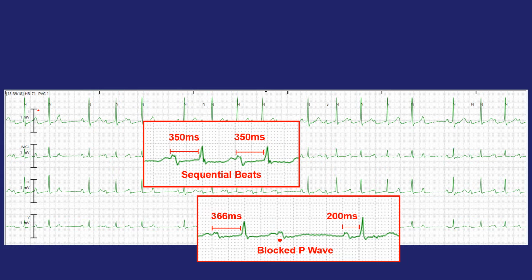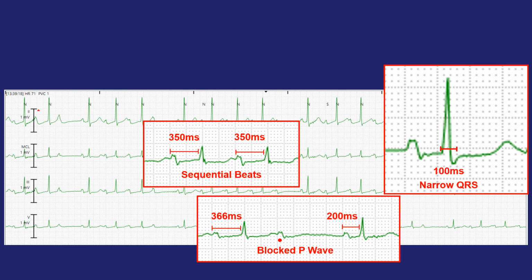And obviously the numbers may be a little bit different from one group to the next, but clearly you had a shorter PR that progressed to a longer PR, and it's much more obvious if you look at the longest and the shortest rather than sequential beats, which may not be as obvious in terms of their difference. If you also here look at the QRS complexes, you can see that they are narrow, and that suggests that the His-Purkinje tree is actually intact and working well.